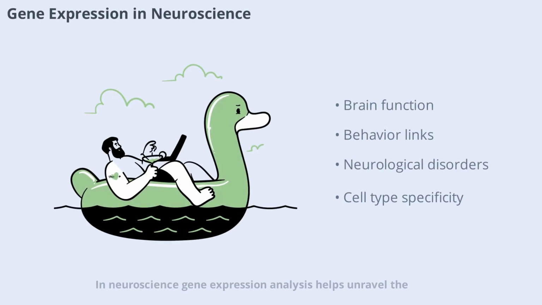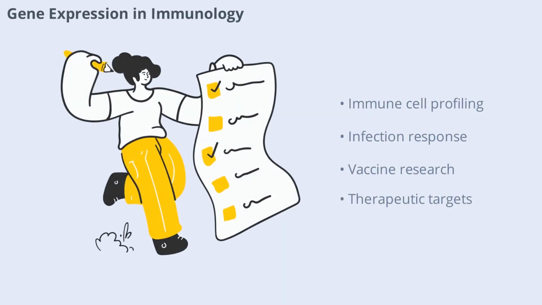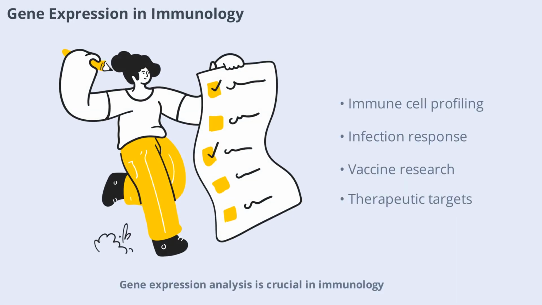In neuroscience, gene expression analysis helps unravel the molecular basis of brain function and disease. By studying which genes are active in different brain regions or cell types, researchers can link gene activity to behavior, cognition, and neurological disorders.